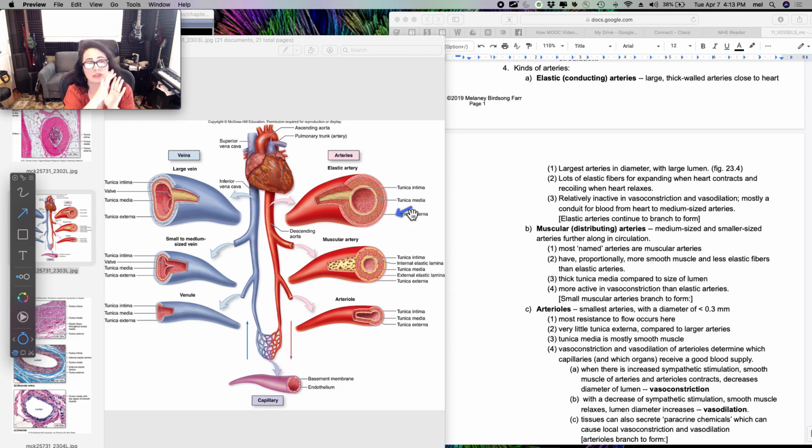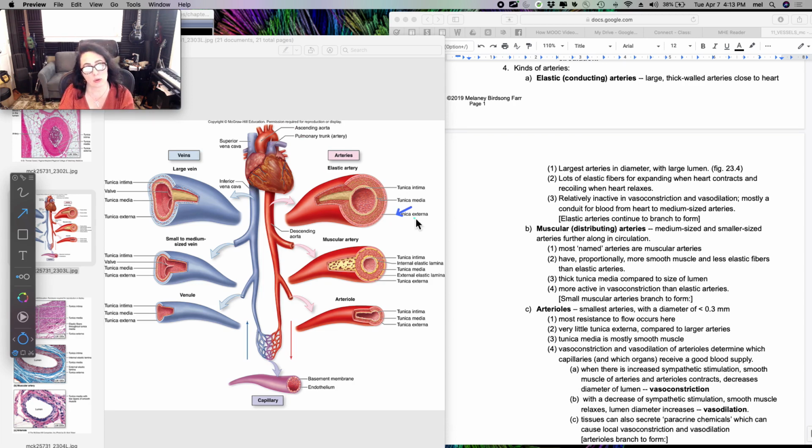Those are the largest in diameter, the elastic or conducting arteries. They don't do much vasoconstriction and vasodilation, even though they have tons of muscle in the wall. The muscle is mostly for structural stability, because can you imagine that you would really not want your aorta to constrict, because then the blood would actually get trapped in the heart. So they're more active in elasticity than in contractility.